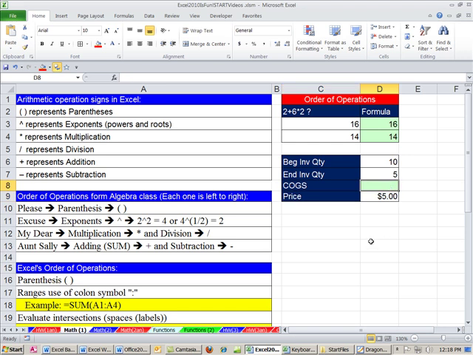Now, our formula for calculating cost of goods sold. That's how many we sold. Now, we started with 10 items. We sold 5 of them. So the difference, which is 10 minus 5, that's the number we have left on our shelf.